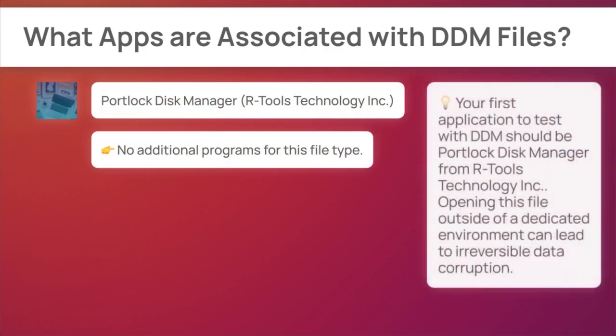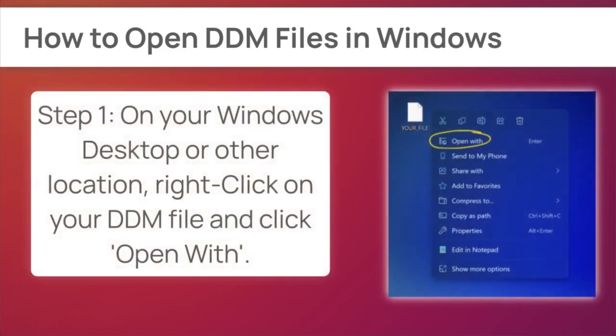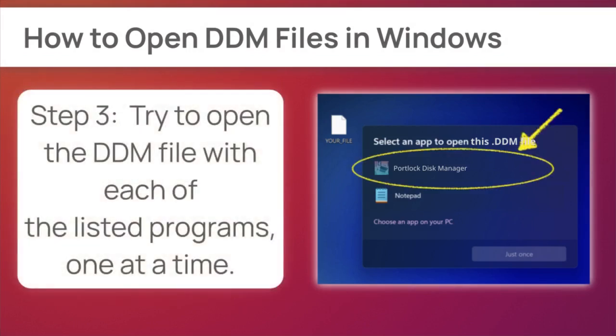Windows might mistakenly flag the file as corrupt without specialized context. Windows safeguards them because the OS cannot function properly without them. We're going to check the compatibility list systematically. Right-click your DDM file, then click Open With. Test Portlock Disk Manager if you see it. If it fails, select the next program.